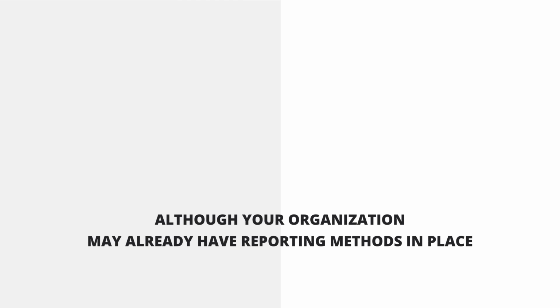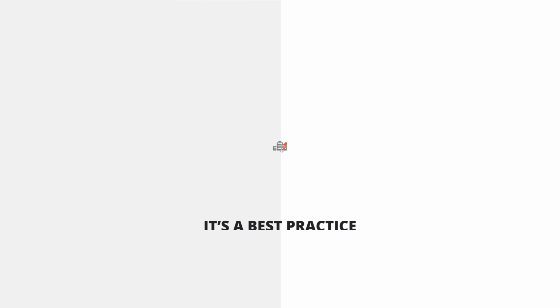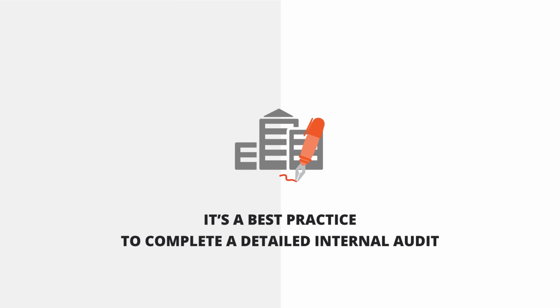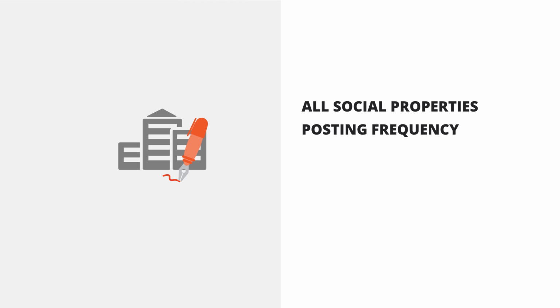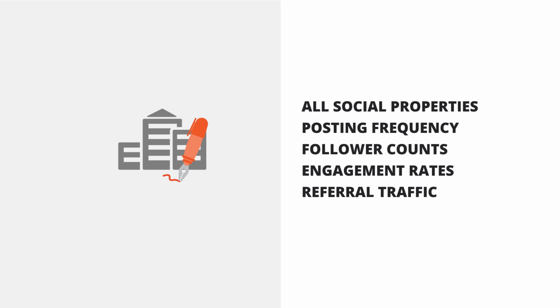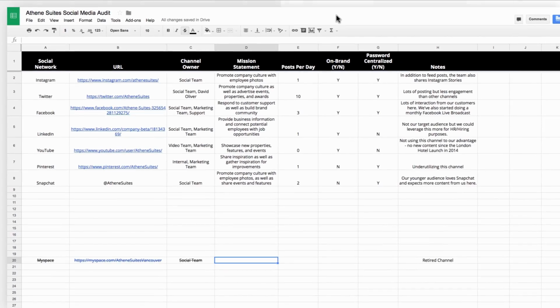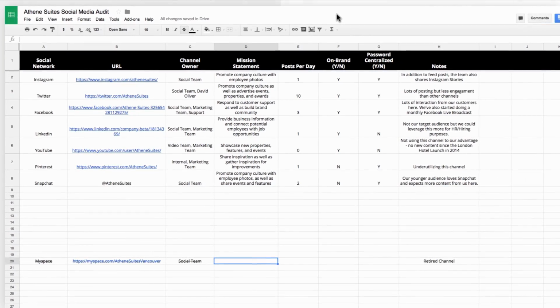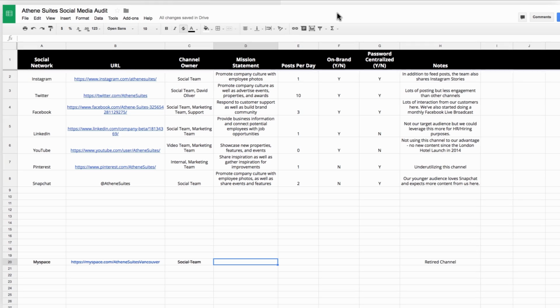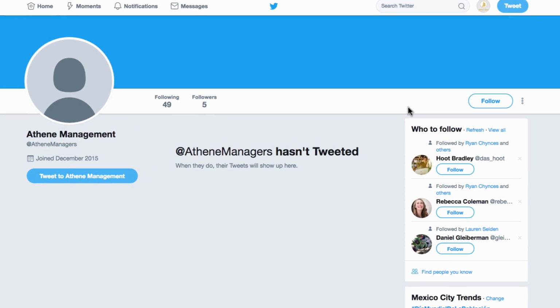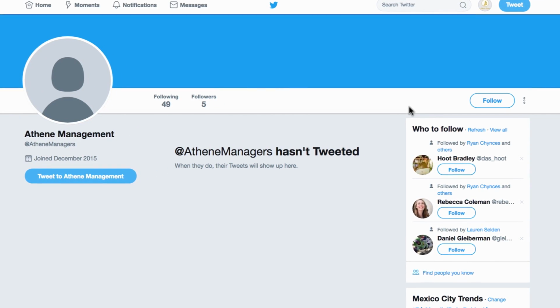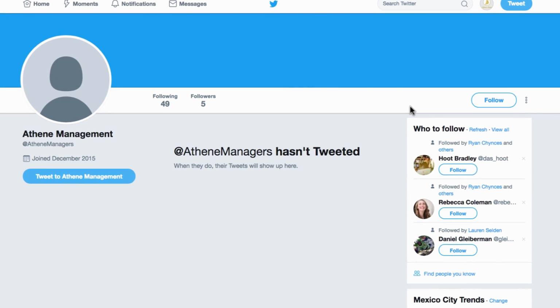Although your organization may already have reporting methods in place, it's a best practice to complete a detailed internal audit prior to embarking on the creation of a new social media strategy. Begin by listing all social properties, posting frequency, follower counts, engagement rates, and referral traffic to your website over each month for the previous year. Create a spreadsheet with these essential metrics and use them as points of comparison once your strategy is put into action. This is also the time to identify any unauthorized, off-brand, or forgotten accounts and either report, delete, or update them.